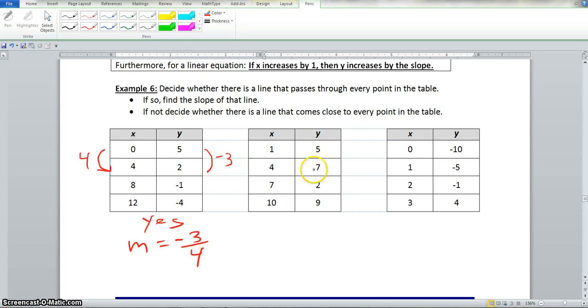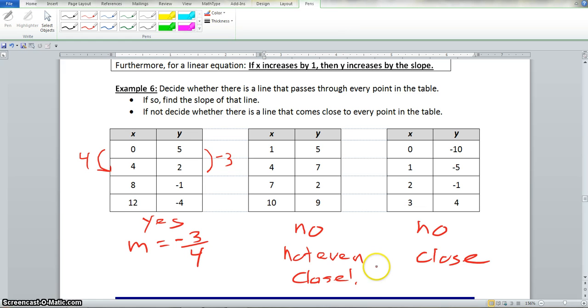Now this next case, from 5 to 7, we went up 2. From 7 to 2, we went down 5. So we know that is no. We don't even have to check the x values. We could say they're not even close. And then finally, -10 to -5 increased by 5, but from -5 to -1 was only an increase of 4. So it's no, but they are close. But it's still a no. So that is it from section 1.4.